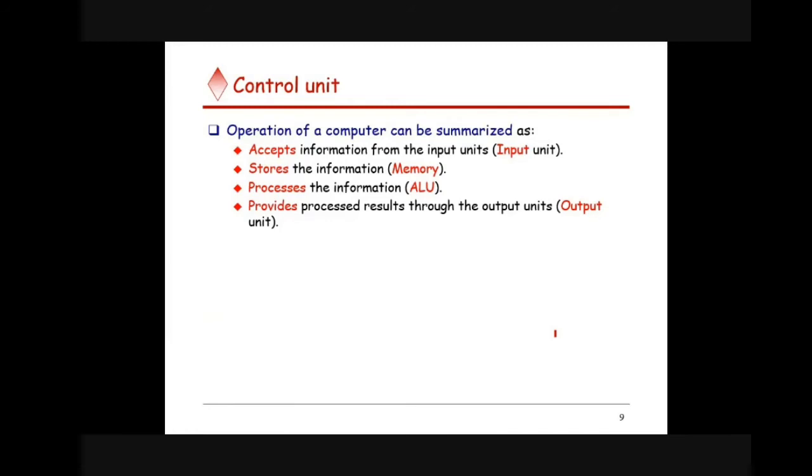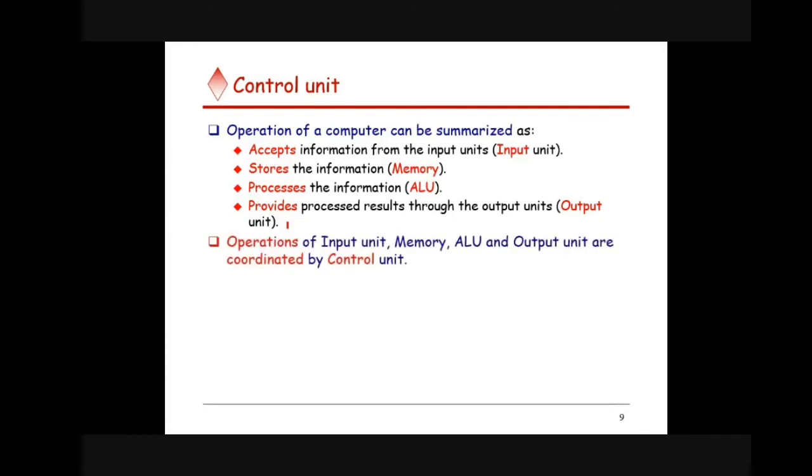And the last one is our control unit. We have already seen these operations. Accepting the input, that is what the input unit does. Storing it, the memory unit does. Processing it, the ALU does. And providing output, the output unit does. And we didn't explain this one. So what will this control unit be doing?